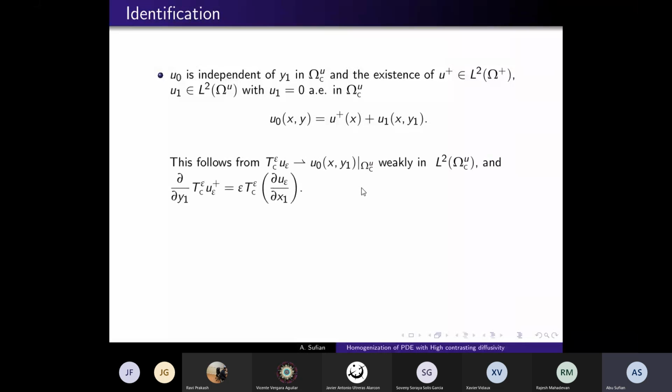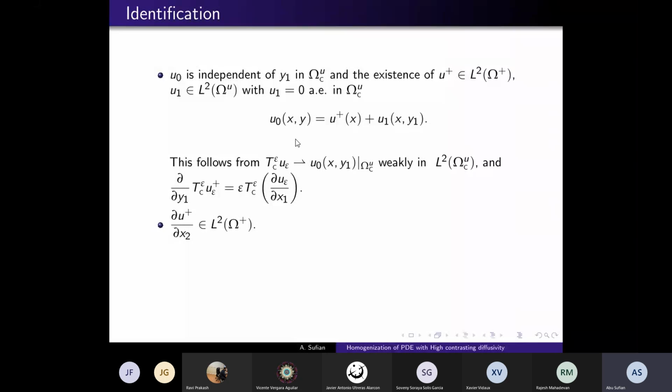That's it. So here basically we have used these two properties. That is, T epsilon u epsilon weakly converges to u naught(x, y1) on omega cu, and it will be independent of y1 on this region because of this equality. That is, del y1 of T epsilon u epsilon plus is equal to epsilon T epsilon del u epsilon del x1. So when we pass epsilon tends to 0, we see this going to be 0. Because of this relation, we have this kind of decomposition of u naught.